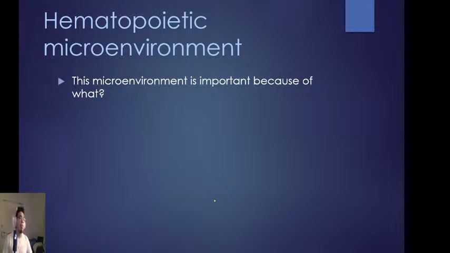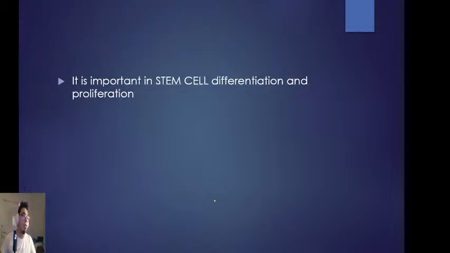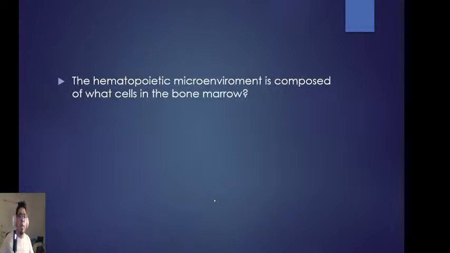All right. So let's talk about the microenvironment of hematopoiesis, the hematopoietic microenvironment rather. It is important. The microenvironment is important because of what? Because it's important for stem cell differentiation and proliferation. All right. So what do I mean by the hematopoietic microenvironment? It's composed of cells within the bone marrow. All right. So there are several cells in this microenvironment.